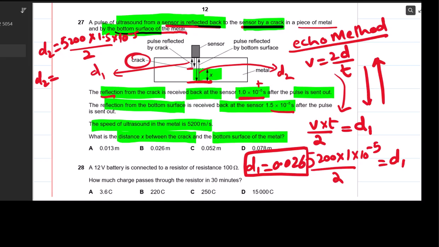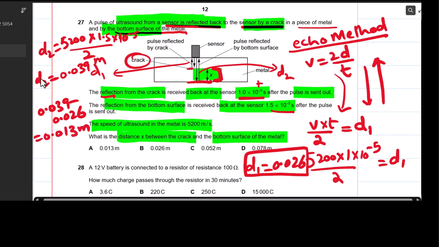So it is 0.039 meter. So we have to take the difference here. 0.039 minus 0.026, because we have to find the distance between these two. So if we find the difference, it comes 0.013 meter. So A is the option here. Question 27, it is A.